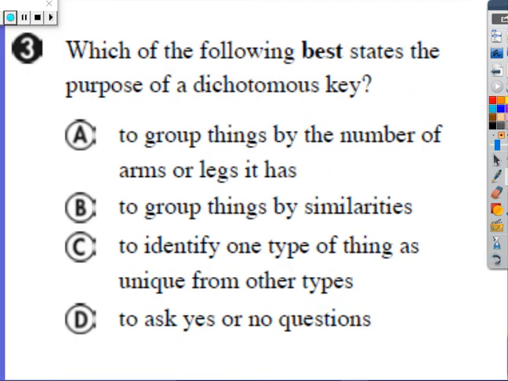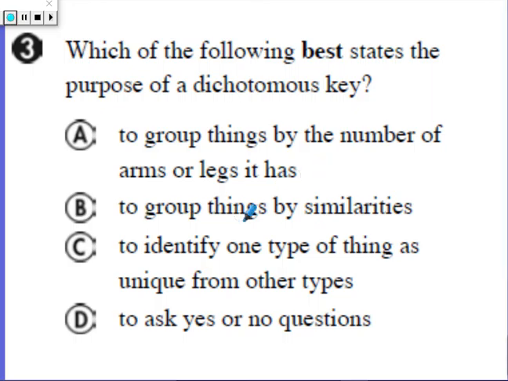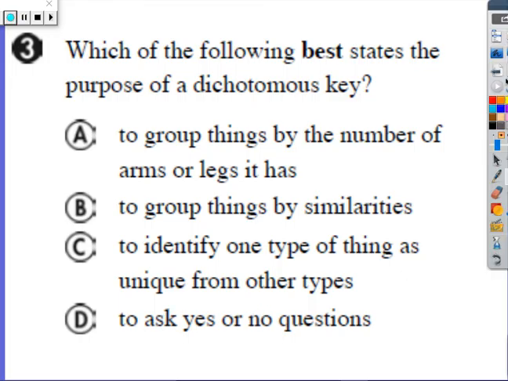Number 3, which of the following best states the purpose of a dichotomous key? To group things by the number of arms or legs it has? To group things by similarity? To identify one type of things as unique from the others? To ask yes or no questions.